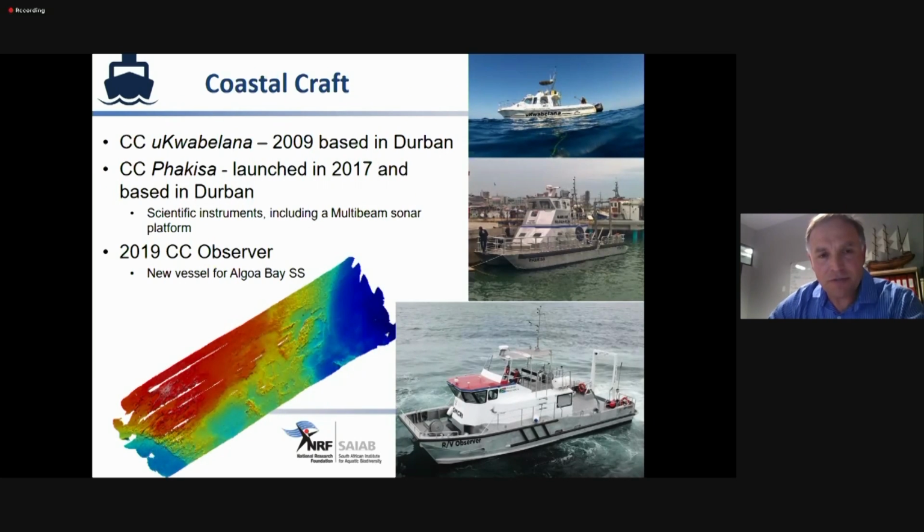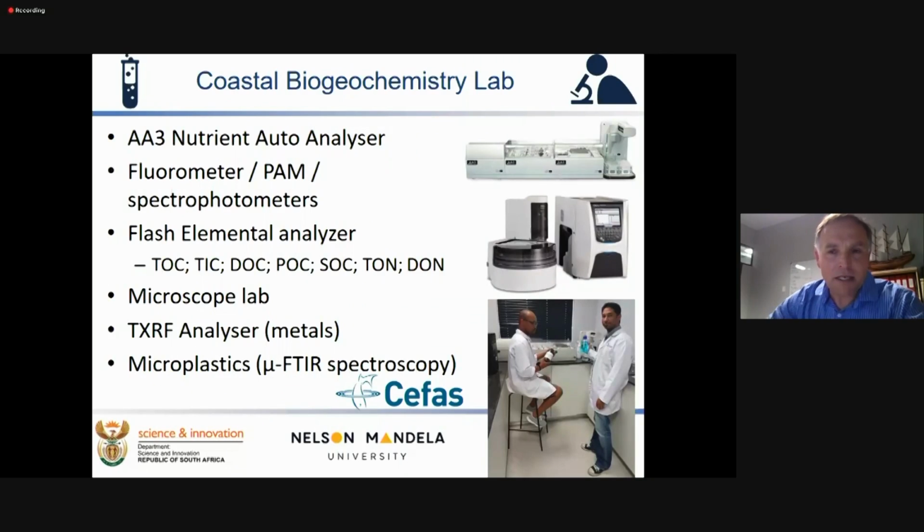Obviously, access to research vessels is difficult and expensive, so we've got a fleet of smaller research craft, estuarine vessels, to service these sentinel sites and the satellite sites, and these are fully equipped with CTDs, bongo nets, multi-beam, etc. So they can do anything a research vessel does at a fraction of the cost, of course.